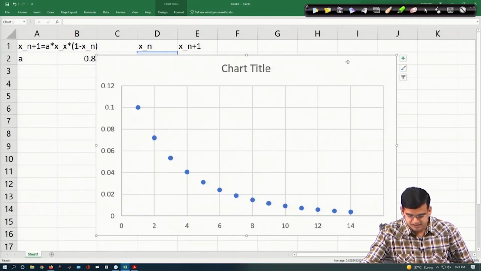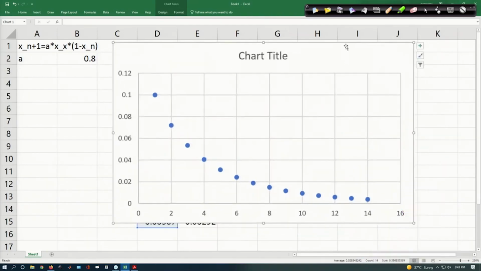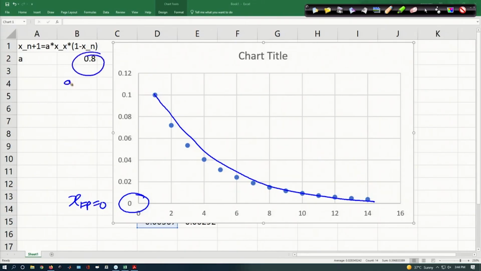I will draw this, and it is pretty clear from this plot that you in fact have a convergent system. The system is tending to this particular point, so you are coming down like this. So, x fixed point equal to 0 for a equal to 0.8, which is less than 1, is an attracting fixed point, a convergent population, converging to 0 in fact.